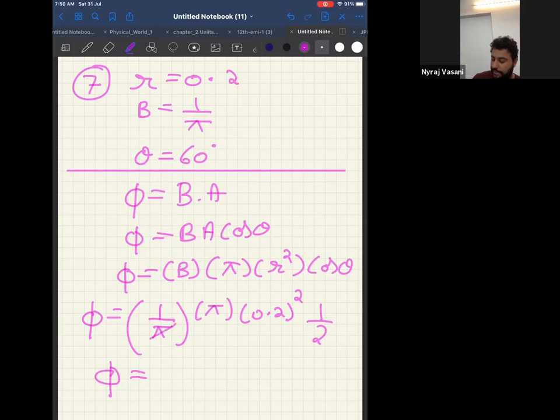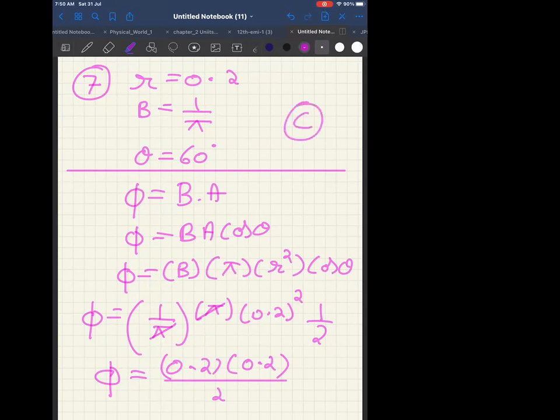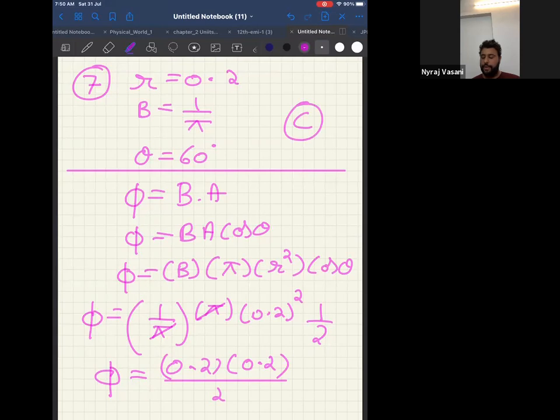So this pi and this pi will cancel. You will have 0.2 into 0.2 divided by 2. So tell me which option comes closest or exactly on it. It will come C, exact option. Answer 0.02. Answer will be C. So solve and tell me everyone whether you're getting the same option.